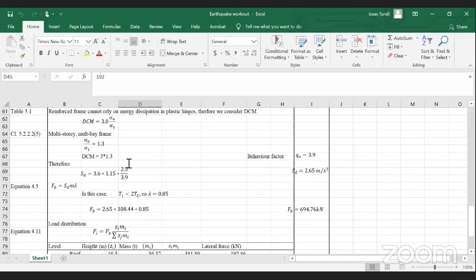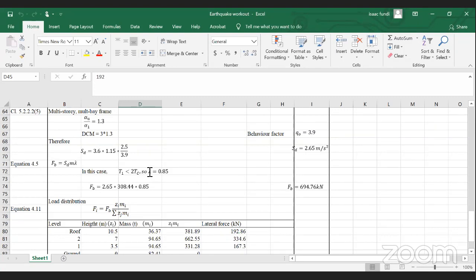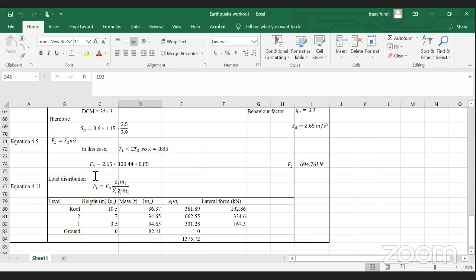So therefore, we can determine our design spectrum for elastic analysis, given Sd to be approximately 2.65 meters per square second. With that value, we can then determine the base shear force. In this case, I'm picking equation 4.5 of the code, with the formula Fb, the base shear force, given as Sd(T1) multiplied by the mass, multiplied by lambda. The limitation in our case is that our natural period is less than 2 Tc, and so the value of lambda we obtain as 0.85. Other values have been given under that formula. Out of it, we get a base shear force of about 694.76 kilonewton.